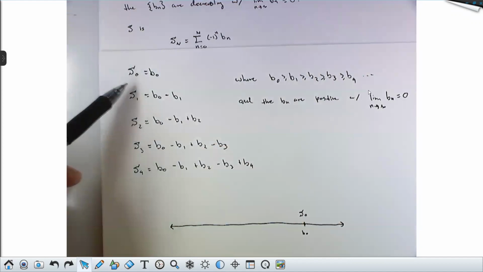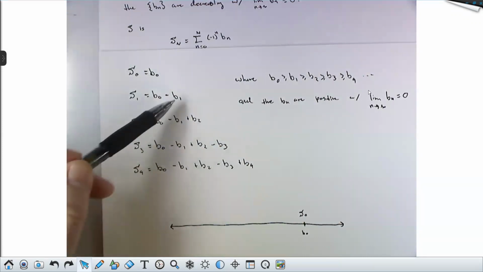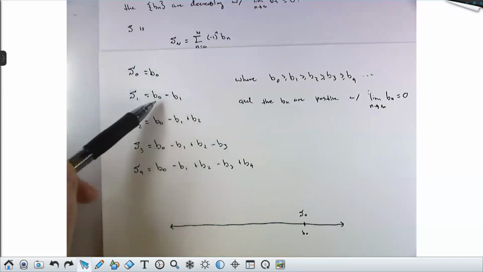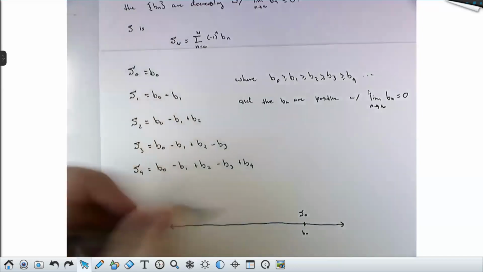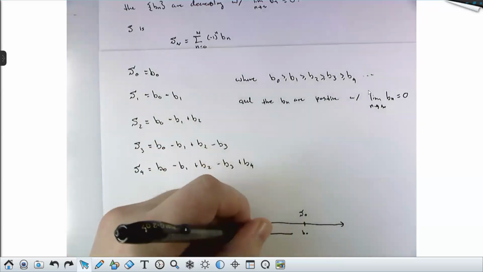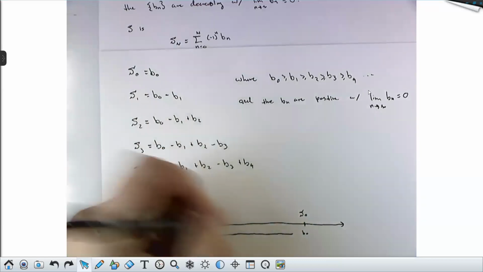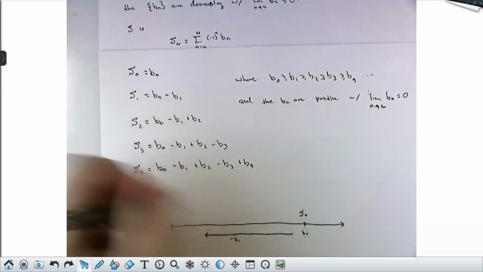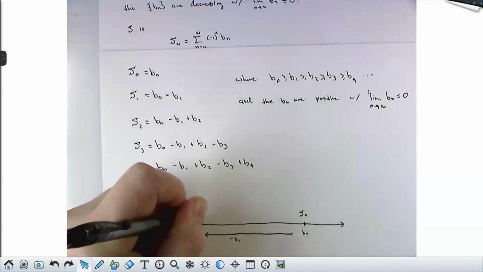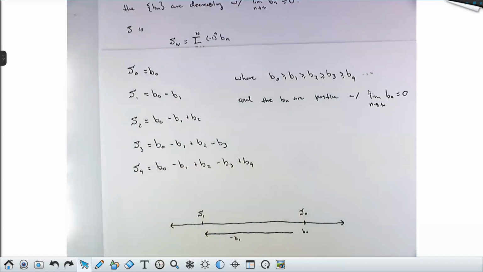Now, if I want to go from the 0th partial sum to the first partial sum, that's just B0 minus B1. And B1 itself is positive. So I'm subtracting something positive from B0, which is S0. So that means I'm going to move to the left. And the amount I'm going to move to the left is B1. And that will get me to S1, because S1 is B0 minus B1.